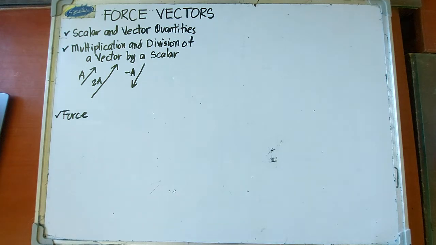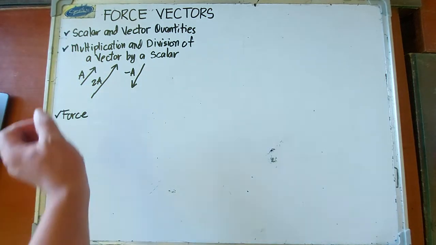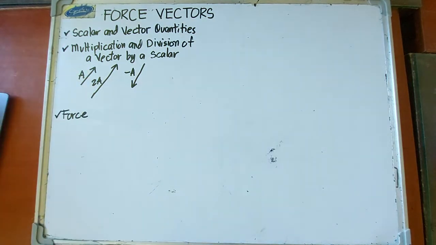Wait lang, meron pa palang ibang topic. Multiplication and division of a vector by a scalar. So, how do we multiply vector and scalar? So, since we'll be dealing with forces, so usually forces are represented by arrows, ano? So, yung magnitude ng arrow, kung gaano kalaki yung arrow, ganoon din yung magnitude niya. Okay? Halimbawa, itong force A, ito yung magnitude niya is A, ito yung length niya, the length represents the magnitude. Kung mas malaki yung magnitude, mas mahaba yung arrow.